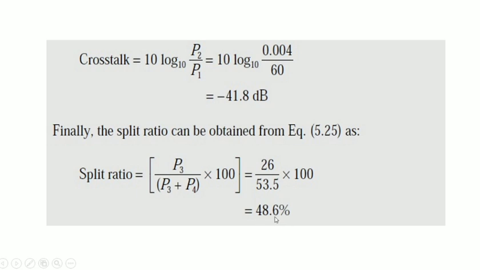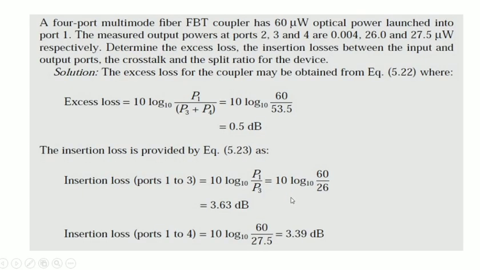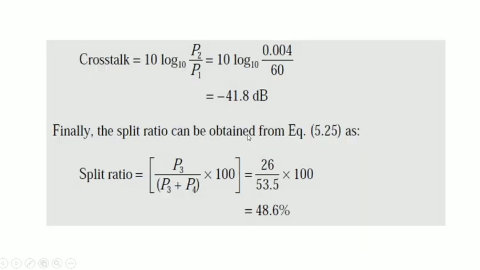The answer we are getting is 48.6%. So here in FBT, the advantage is to observe the excess loss. The excess loss you are getting is 0.5 dB, which is very much minimum. Whereas in the semi-transparent mirror method, the excess loss ranges from 1 to 2 dB. So in practical cases, we go for FBT instead of the semi-transparent mirror method.